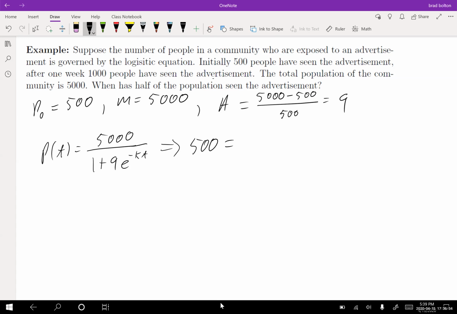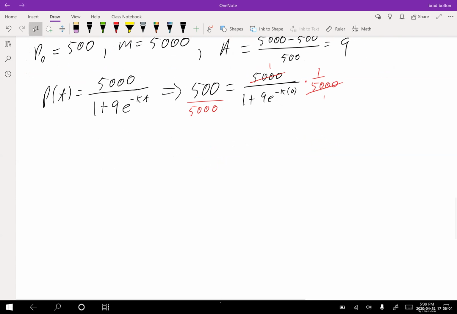So we could do 500 is equal to 5,000 divided by 1 plus 9 e to the negative k times 0, because this is the initial population, times 0. I'm going to divide both sides by 5,000, or multiply by 1 over 5,000, so I can get a cleaner number. So now let's come over here, and we have, what is that? 1 over 10. Or I'm sorry.